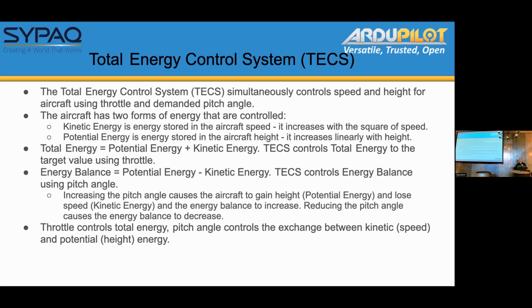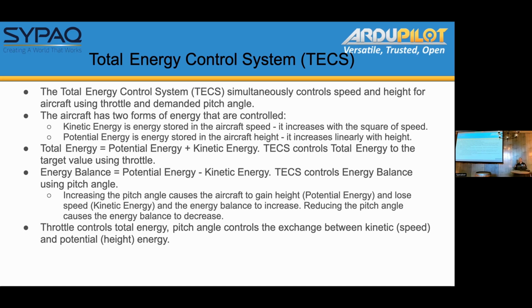Even in the most efficient glider, energy is being lost all the time, and that's what the throttle's for. So we use the throttle to replace the energy that's lost, or to add total energy if we need to climb, or to reduce energy if we need to descend. And then we use the pitch angle to control the exchange between potential and kinetic energy. And intuitively, if you think about it, it's a simple concept.